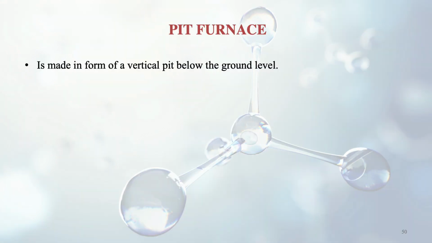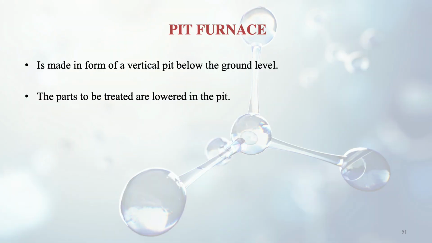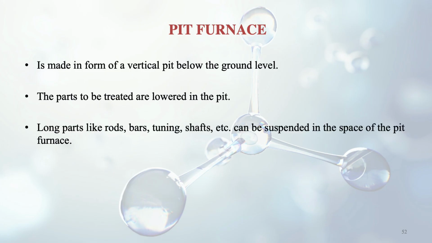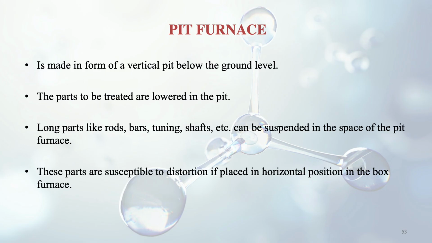Then the second one in the case of the batch furnace is the pit furnace, and it is made in the form of a vertical pit below the ground level. You may have seen the different boring machines and all, those also form pits. So this pit is formed in the earth's surface below the ground level, and the parts to be treated are then lowered into this pit. Long parts like rods, bars, turning shafts, etc., can be suspended in the space of the pit furnace. They can be suspended vertically, but if they are suspended horizontally, they are susceptible to distortion. So this should not be done actually.